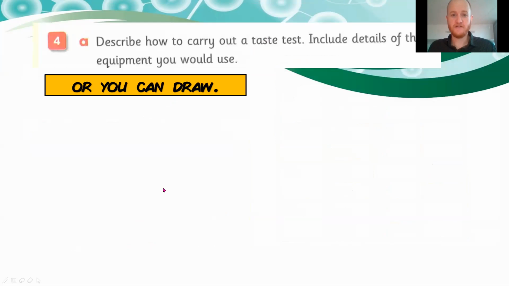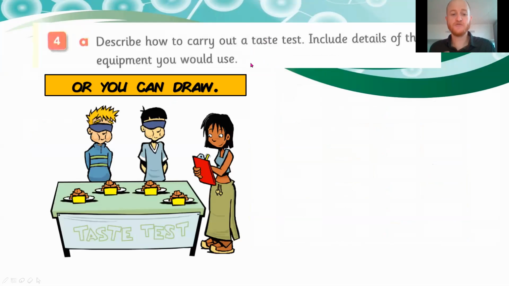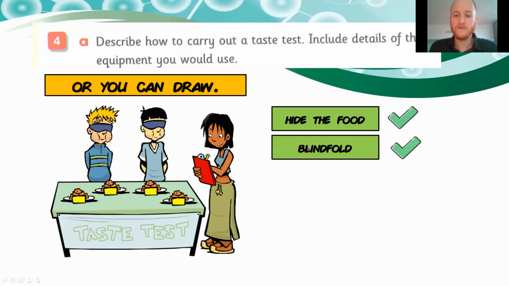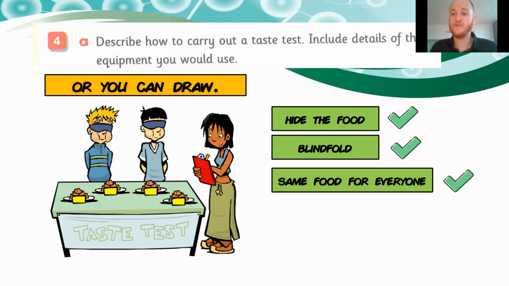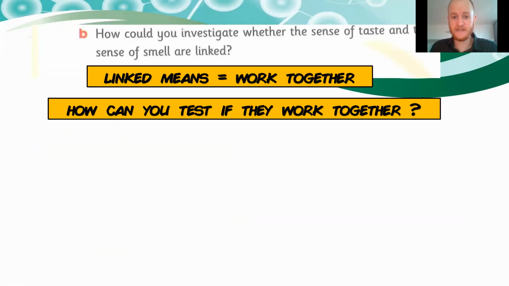Describe how you can carry out a taste test. You can include the equipment you would use, or you can draw. I made you a drawing here. What do you see on the drawing? You can see she has a notebook and a pencil. It's always useful. They are blindfolded. They cannot see what they are tasting. Everybody has the same food, and they cannot touch or smell or see the food. So hide the food, blindfold them. So put something on their eyes, and the same food for everyone. That should be a fair test.